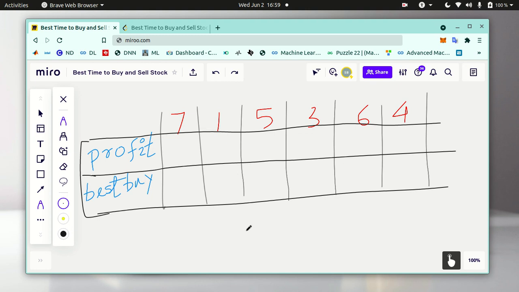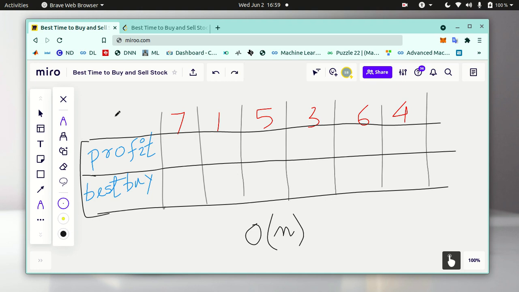Okay, it is not like you scan this array from left to right once, which takes big O of n, and you choose buy price, and then again you do one more scan and calculate profit. No, not that way. We will do this in the same scan, one time scan, and that's it.